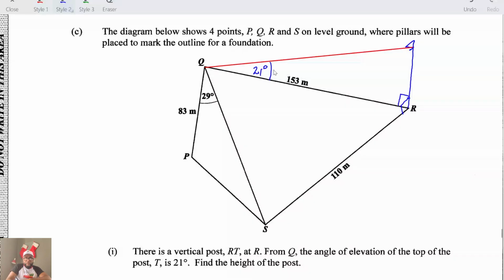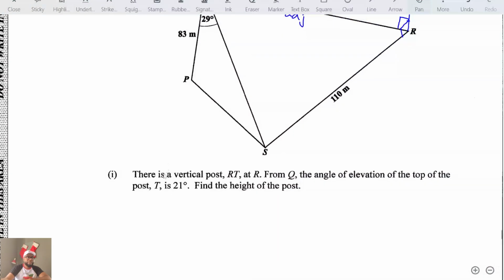We have 21. We want the height of the pole, which is now what? The height is my opposite. Excellent. And what side do we have here? 153 is my adjacent. Which of the trigonometric ratios uses opposite and adjacent? Tan. Tan of the angle, let's call it theta, is equal to opposite over adjacent.